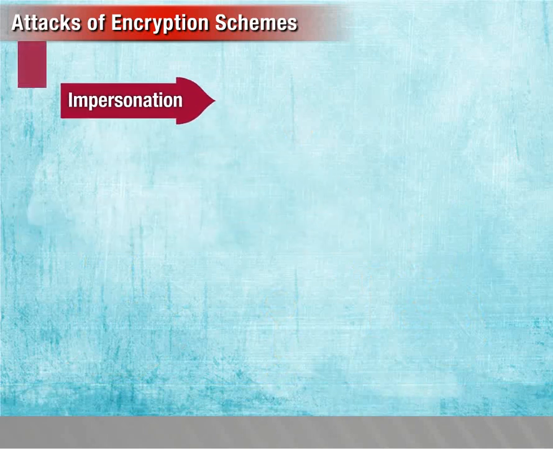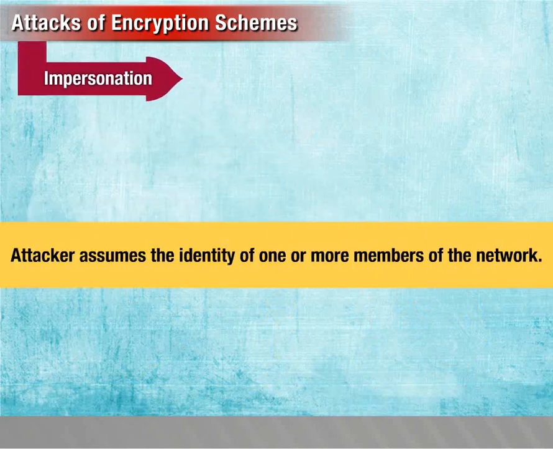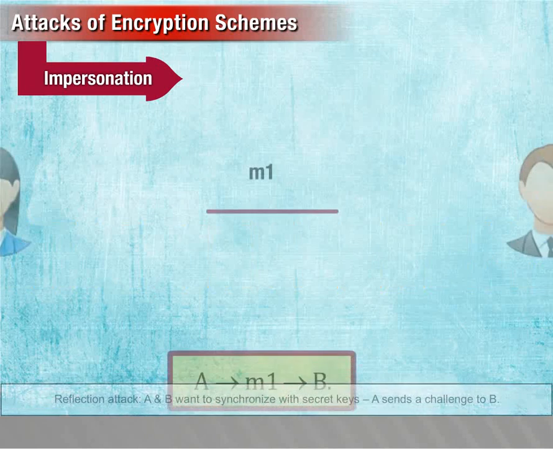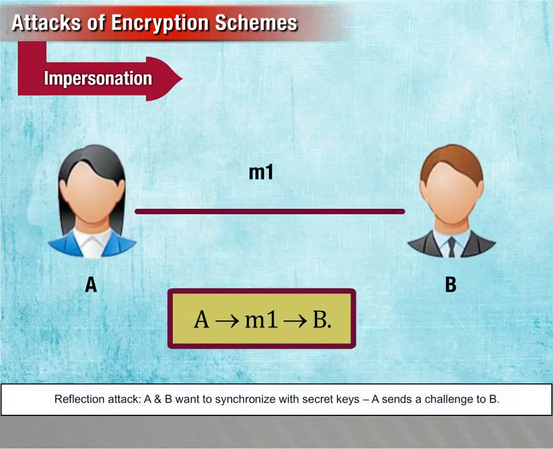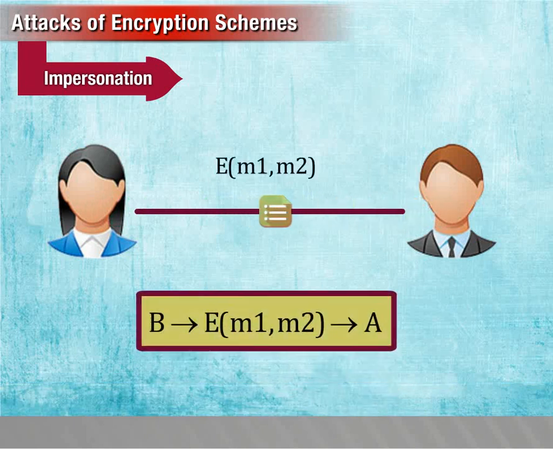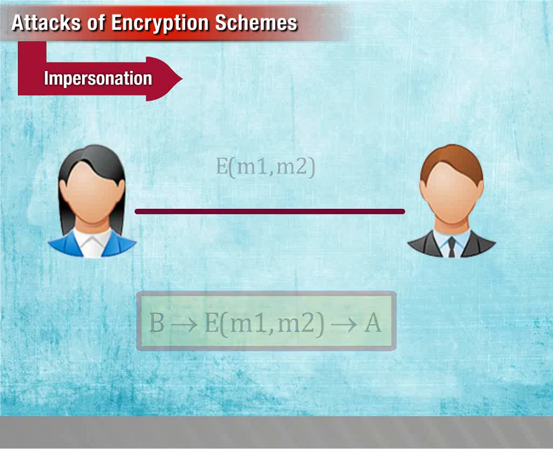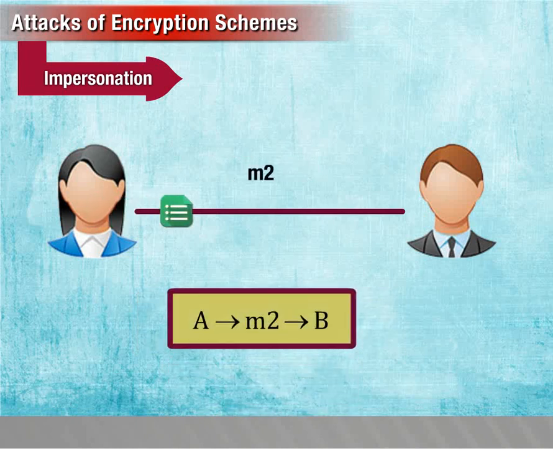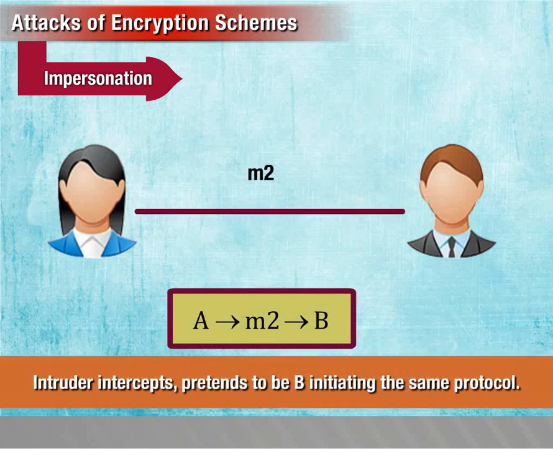Impersonation. Attacker assumes the identity of one or more members of the network. Reflection attack. A and B want to synchronize with secret keys. A sends a challenge to B. A to M1 to B. B to E of M1, M2 to A. A to M2 to B. Intruder intercepts, pretends to be B, initiating the same protocol.